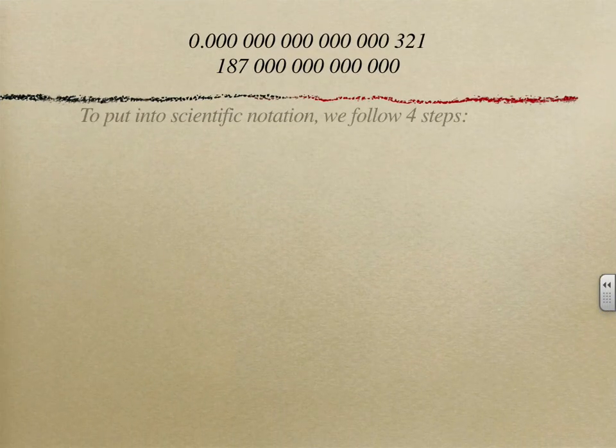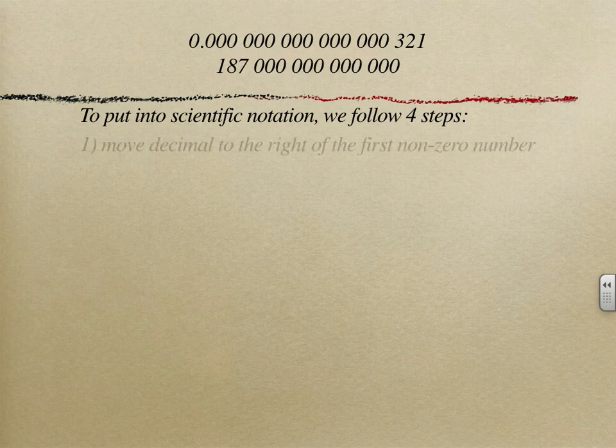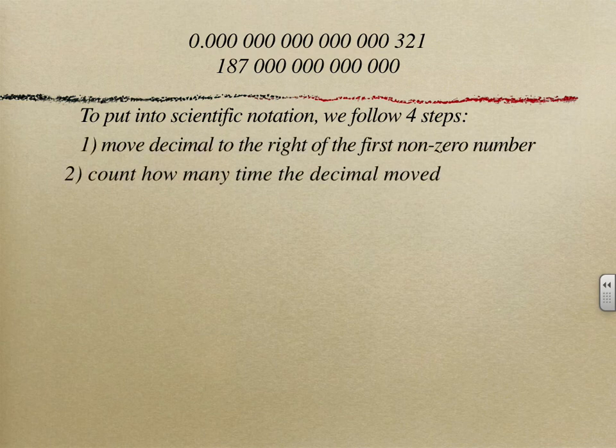When we do scientific notation, whether you realize it or not, you have done 4 steps. The first step says we're going to move the decimal to the right of the first non-zero number. So the first non-zero number at the top is going to be the 3, and to the right of the 3 would be right there. So you would move the decimal to that point.